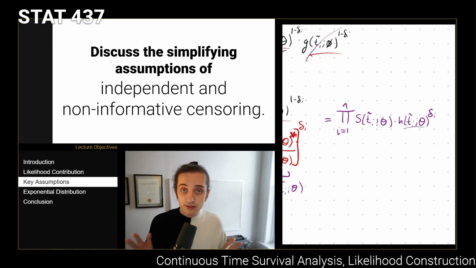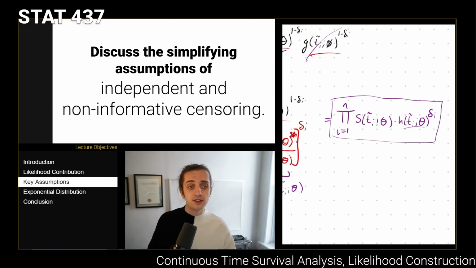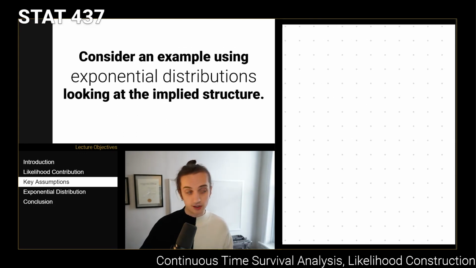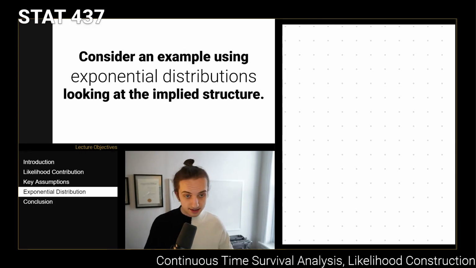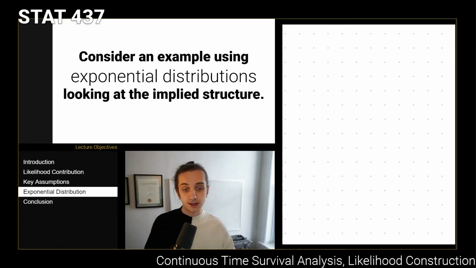Now again, we haven't made any actual parametric assumptions, but if you were to make some assumption about the distribution here, this is going to give you enough that under those assumptions of independent, non-informative censoring, you can actually work with the likelihood expression. Right, so hopefully that makes some amount of sense. The next thing that I want to do here, and the last thing that we could do in this lecture, is actually consider this example of using the exponential distribution to walk through this process a little bit.